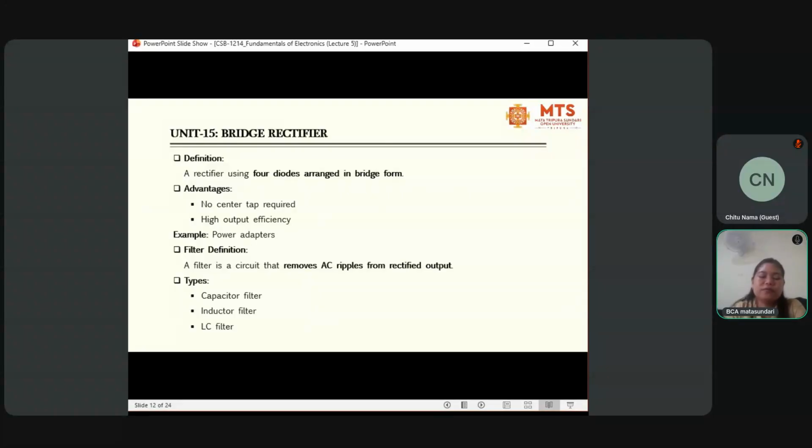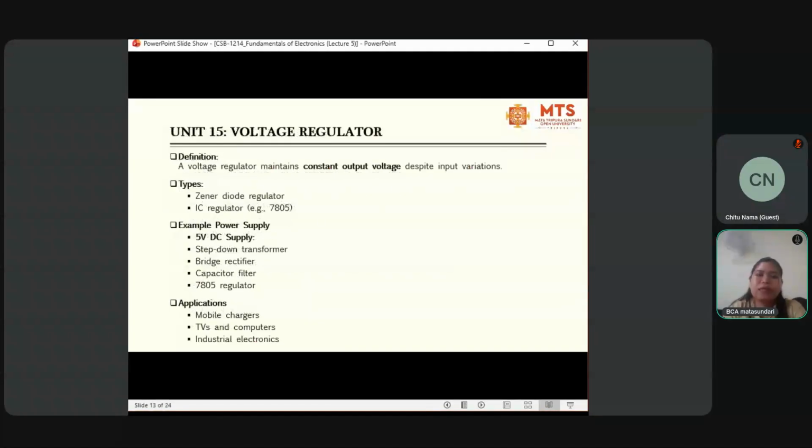So, and filter definition, here we have given what is filter. A filter is a circuit that removes AC ripples from rectified output. Okay, types: capacitor filter, inductor filter, and LC filter. Next, voltage regulator.